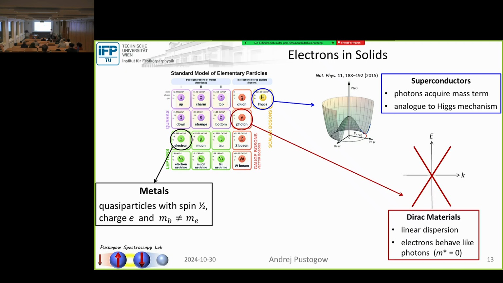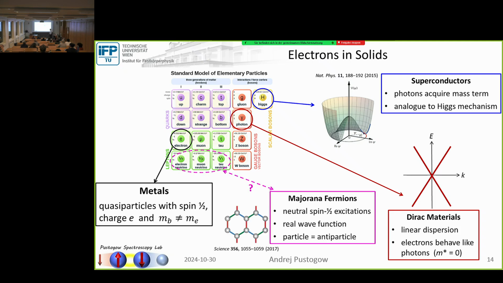Vice versa, if we build a material with linear dispersion, the electrons in this material, in so-called Dirac materials, behave like photons in vacuum. Essentially, they move very quickly as if they had no mass. So we can do these tricks vice versa. And there are even more exotic things like Majorana fermions, which are possible candidates that would describe the neutrinos, so particles being their own antiparticle.